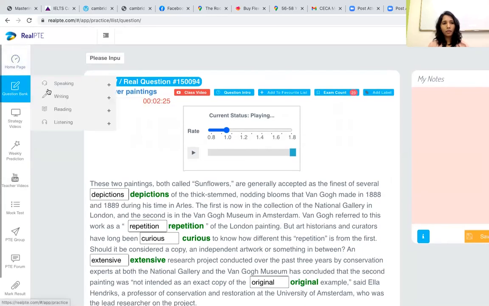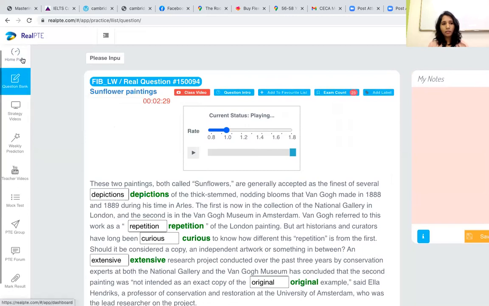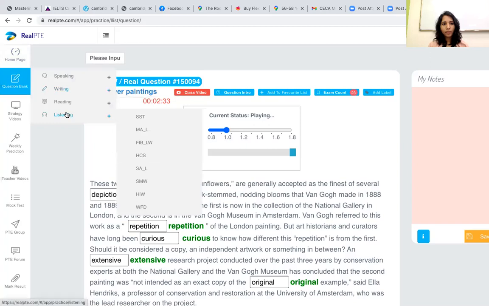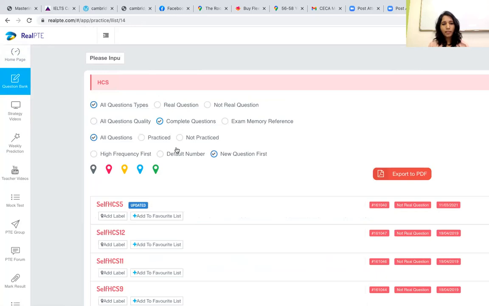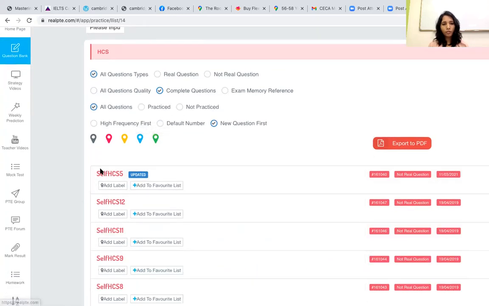Okay, now listening, we're going to look at it like this. Go to listening, and we're going to do summarize, no, highlight correct summary. This is the one. So we listen to the audio, we try to choose the right summary, okay?